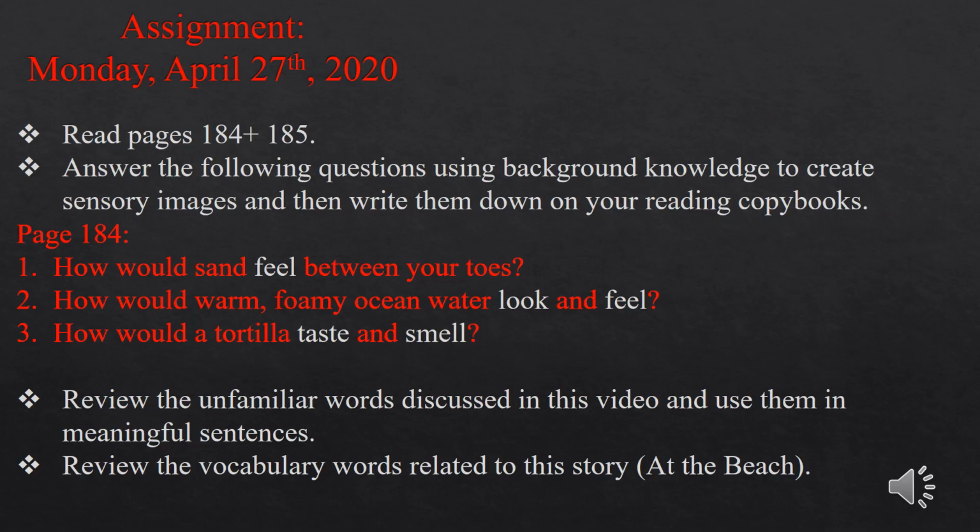Your assignment for Monday, April 27th, 2020 is to read pages 184 and 185. I want you please to answer the following questions using background knowledge to create sensory images and then write them down in your reading copybooks. Number 1. How would sand feel between your toes? Number 2. How would warm, foamy ocean water look and feel? Number 3. How would a tortilla taste and smell? The answers are found on page 184, and don't forget to use sensory images.